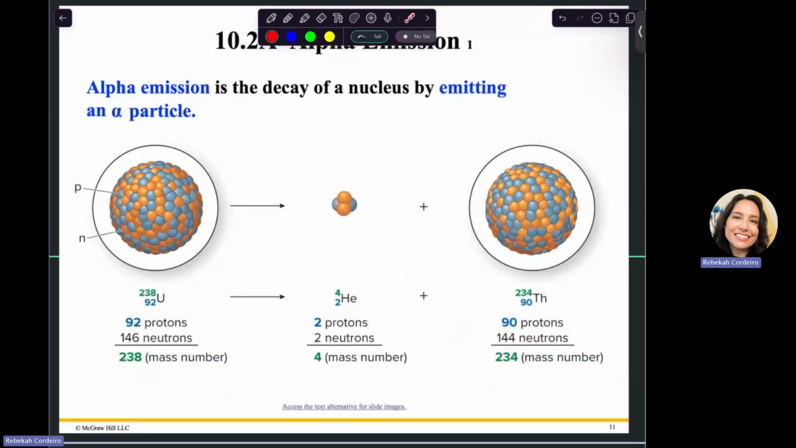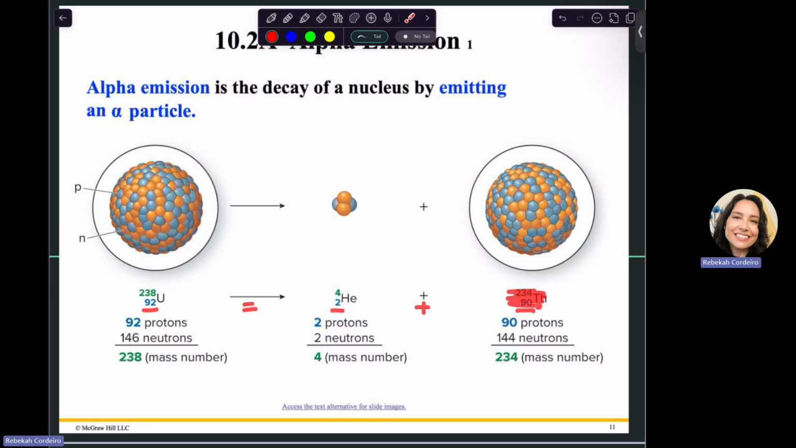So here we have uranium-238, that's the mass number, turning into an alpha particle and thorium-234. So we look at the top numbers, 238 equals 4 plus 234. If we look at the bottom, we have 92 equals 2 plus 90.